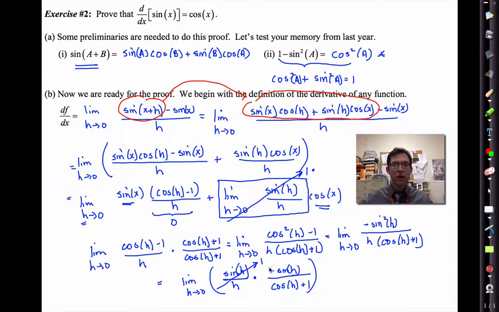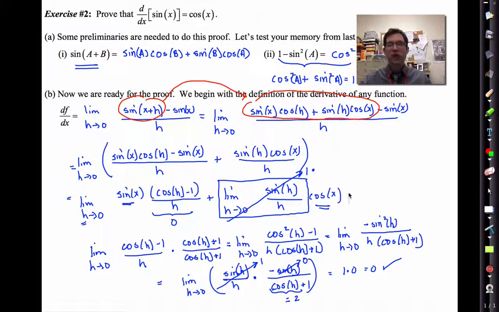This is going to go to 1, but this is going to go to 0, and this is going to equal 2. So ultimately, I'm going to get 1 times 0, which is 0. And that's what I thought. So after all is said and done, this limit becomes 0 plus cosine x, which equals cosine x.